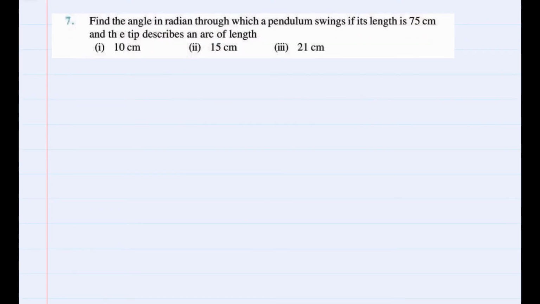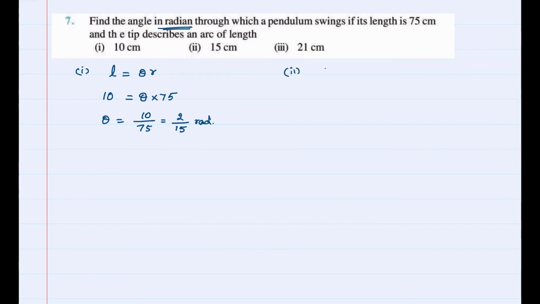Question number 7. Find the angle in radian through which a pendulum swings if its length is 75 centimeters and the tip describes an arc of length 10 centimeters. We need the answer in terms of radian measure. So, we will use arc length formula using radians. The formula is L is theta times r. The arc length is 10 centimeters. Theta we need to find and the radius of the pendulum is 75 centimeters. Therefore, theta will be 10 over 75, which is 2 divided by 15 radians.